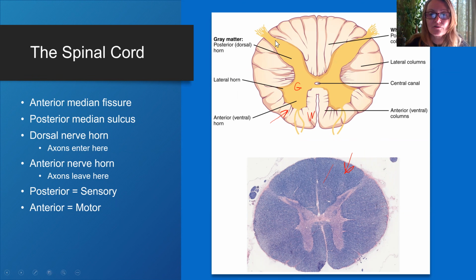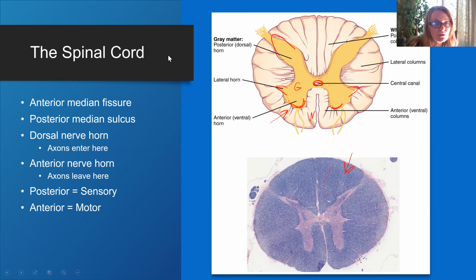Gray matter looks like a butterfly, and we call its parts horns. So we have the anterior horn over here, and over here we have the posterior horns, and we have lateral horns in some areas. We don't have it in the cervical region, but in the thoracic we do. Now in the middle, we have the central canal, so that's a space where cerebrospinal fluid is.